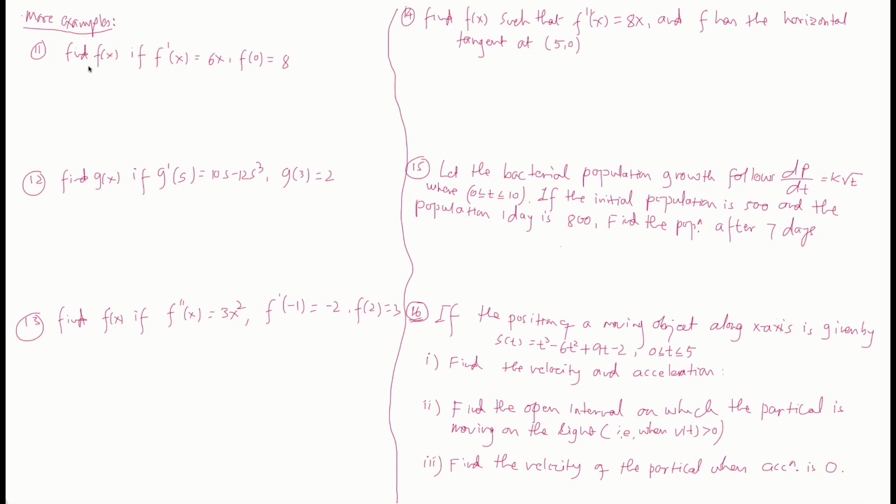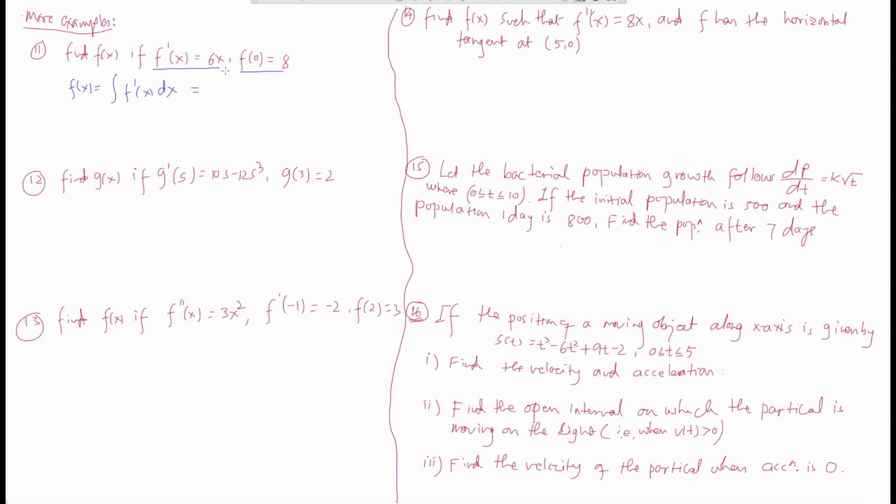Alright guys, let us see some more examples on the antiderivative. In this example, the derivative of a function is given, and the initial condition is given. You want to find the original function f(x). When you integrate the derivative, you get the main function. So f(x) equals the integral of f prime of x.